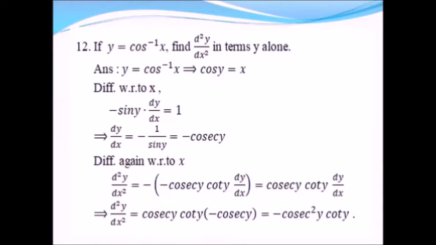Now I am differentiating once again, that is differentiation of dy by dx is d square y by dx square is equal to minus as it is, differentiation of cosec y is minus cosec y cot y dy by dx. So simplify, minus into minus becomes plus, so cosec y cot y dy by dx. So here d square y by dx square is equal to, substituting the dy by dx value, which is minus cosec y, cosec y cot y into minus cosec y. Simplify, you will get minus cosec square y into cot y.